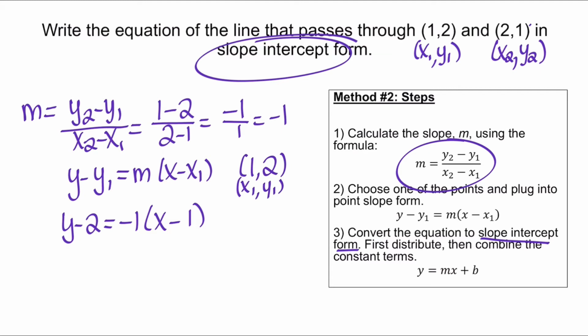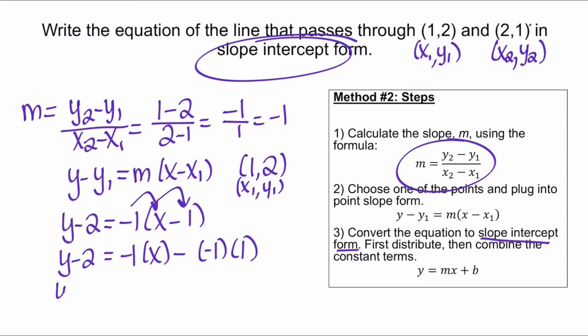I'm going to start off by distributing this value of m. So I get y minus 2 equals negative 1 times x minus negative 1 times 1. When I simplify this, I get y minus 2 equals negative 1x minus negative 1. That minus negative, I'm going to turn into a plus. So I have y minus 2 equals negative 1x plus 1. I'm going to continue on the next page. I have y minus 2 equals negative 1x plus 1.